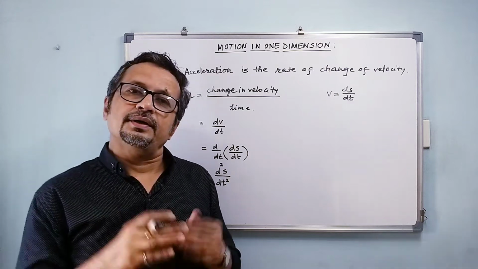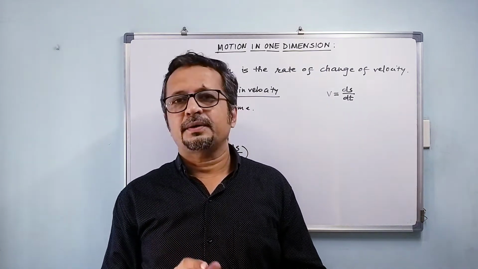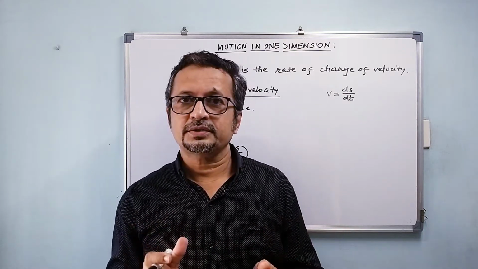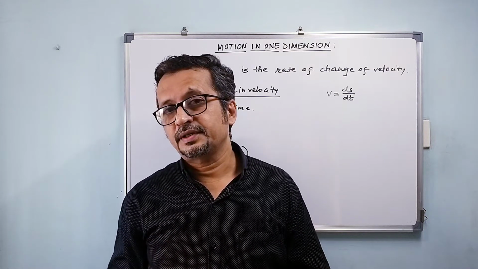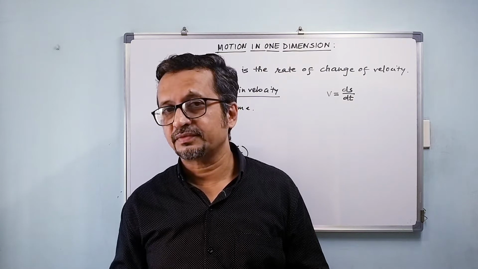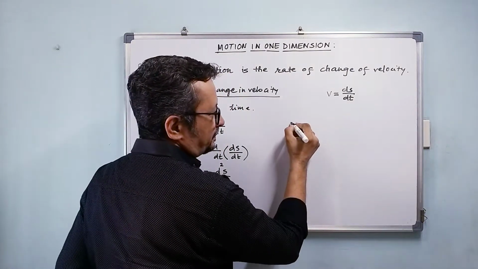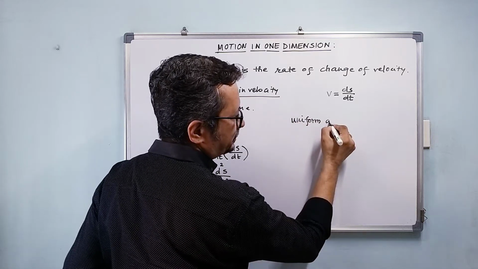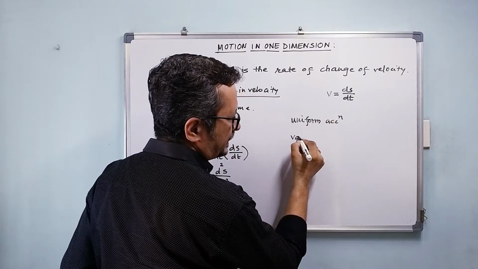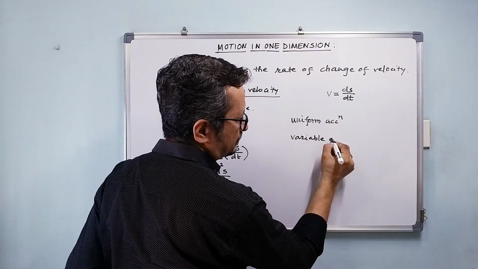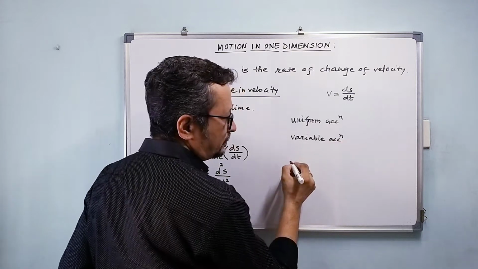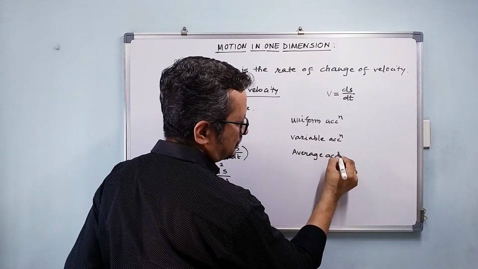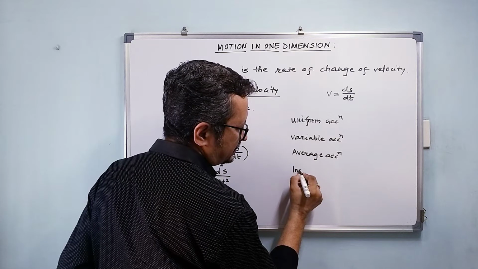In speed and in velocity we had some types like this. One is uniform velocity, and then variable velocity, then average velocity, and instantaneous velocity. Likewise, we are going to have uniform acceleration, then variable acceleration, then what is the next one? It is average acceleration, and instantaneous.